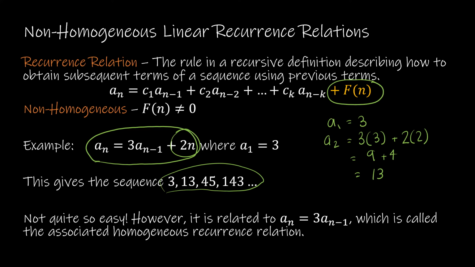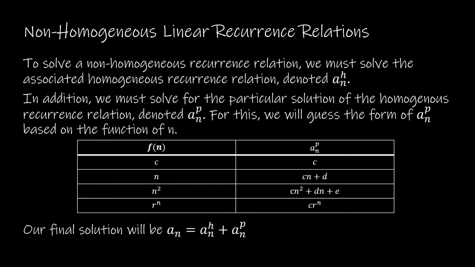So what we want to do is learn how we can solve it. In the same way that we solved the homogeneous recurrence relations to find an explicit function, we want to do the same thing here. And to do that, one of the steps has to do with what we call the associated homogeneous recurrence relation. So if I take out the function and just look at everything else, that's the associated homogeneous recurrence relation.